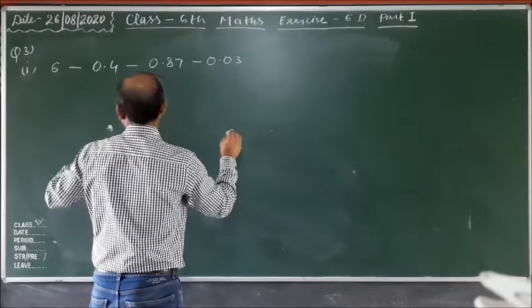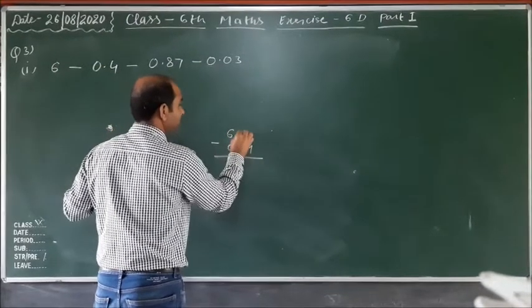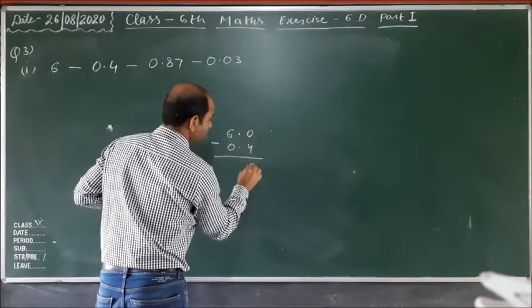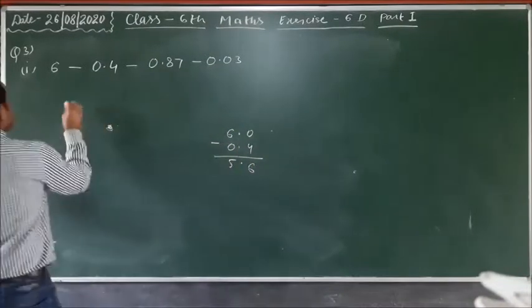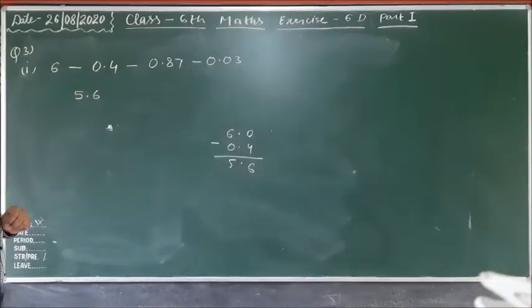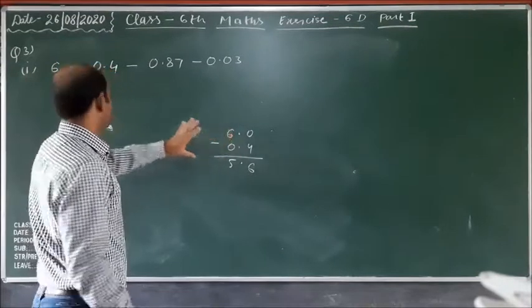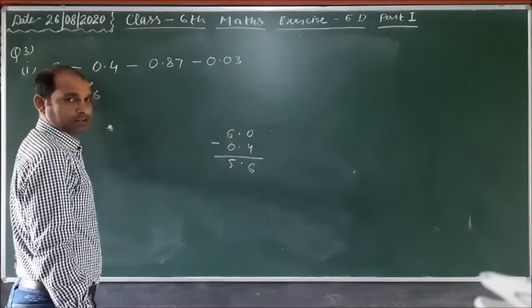6 in the column, 6 minus 0.4, then you subtract here: 10 minus 4 equals 6 and 5, then you can write here 5.6 this way. Okay, you can take this in a column and subtract, and after that you can write here like this.